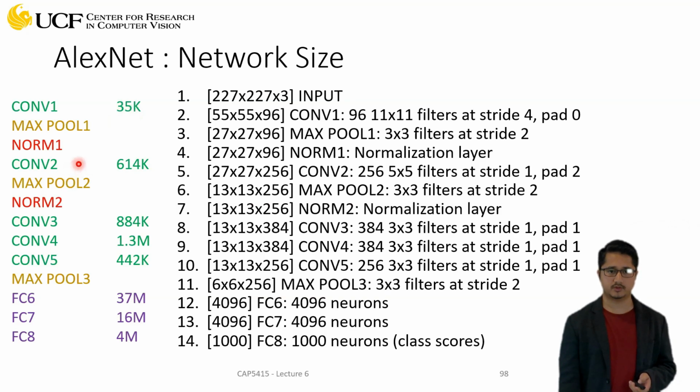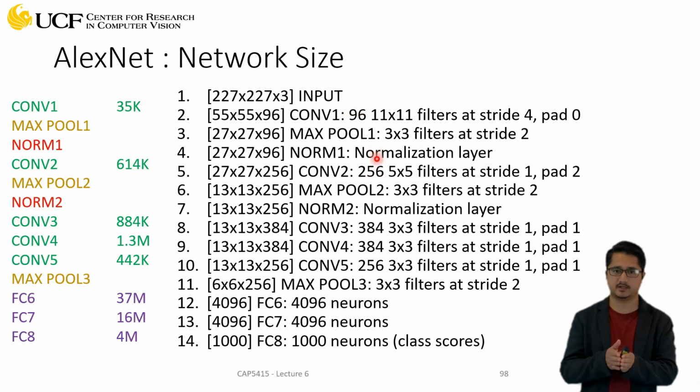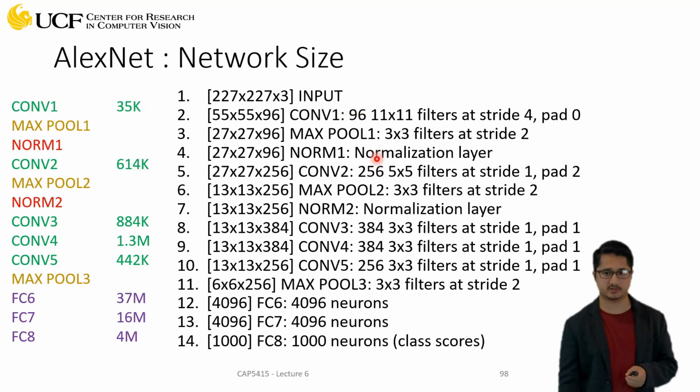Similarly for Conv2, you can do the computation here. You just multiply 256 by 5 and then by 5. And then you know that the depth of the filters in the second Conv layer will be 96, because the output of the first layer gives you a depth of 96. So the third dimension is implicit. If you multiply all those numbers, it will give you around 614K. Similarly, you can keep computing these. So you have these numbers here.